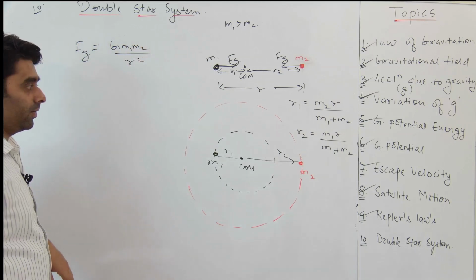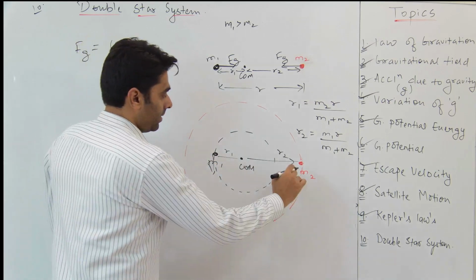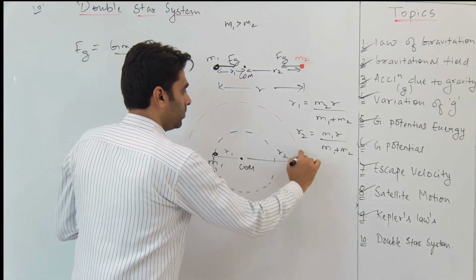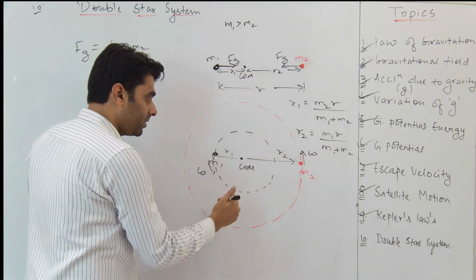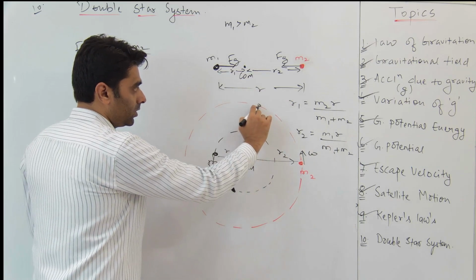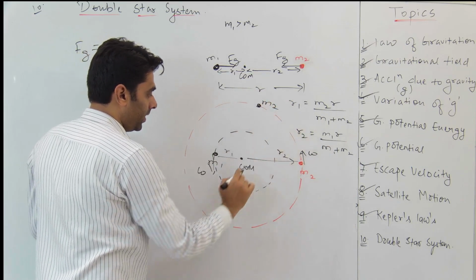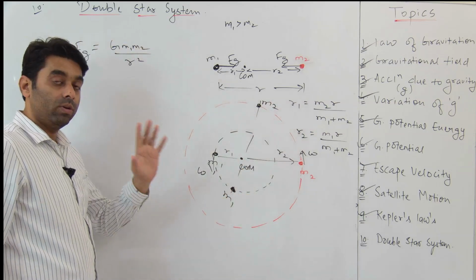And over here they will be moving with the same angular speed. Their angular speed will be the same. So this is with omega and this also moves with omega. They will always be at opposite ends of the diameter. So for example, if m1 reaches over here, the m2 position will be over here. This will be m2, this will be m1. So they will always be at opposite ends of the diameter and their angular speeds will be the same.